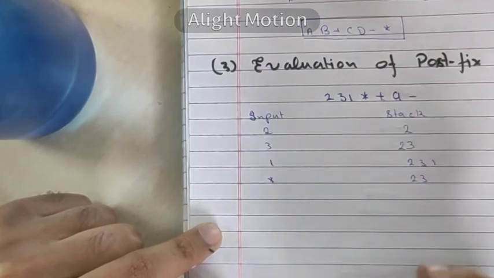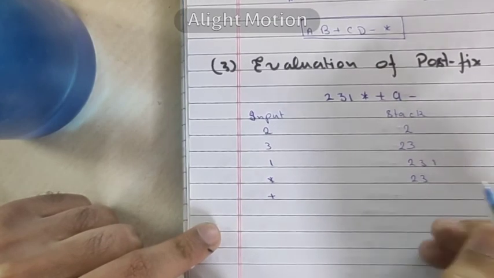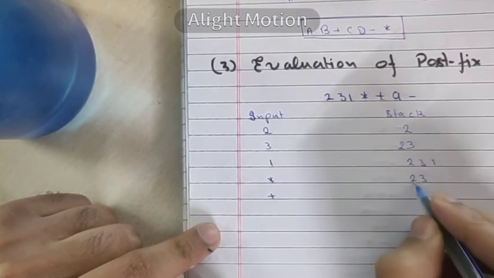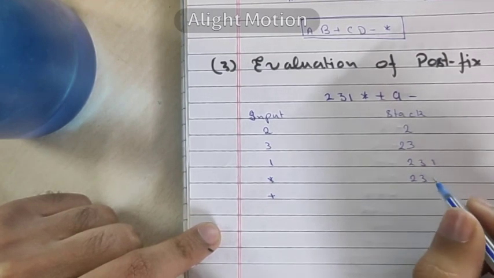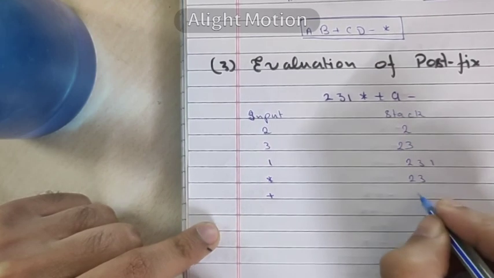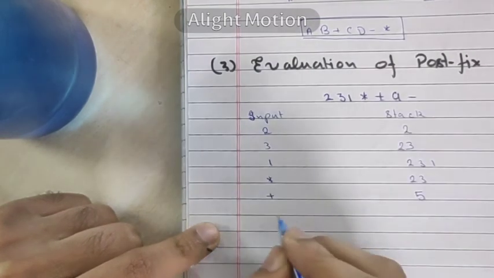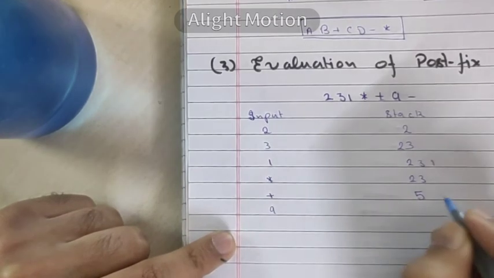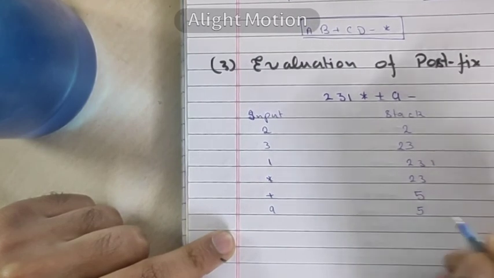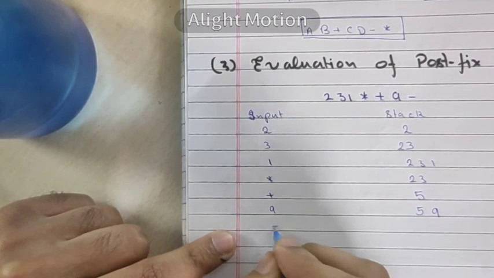The next one is plus. We pop out the two elements, which are 2 and 3, and we add them, so 2 plus 3 is 5, and we push it back into the stack, so the top of the stack would be 5. Now the next element is 9. Since it's an operand, nothing happens, it just goes to the top of the stack.